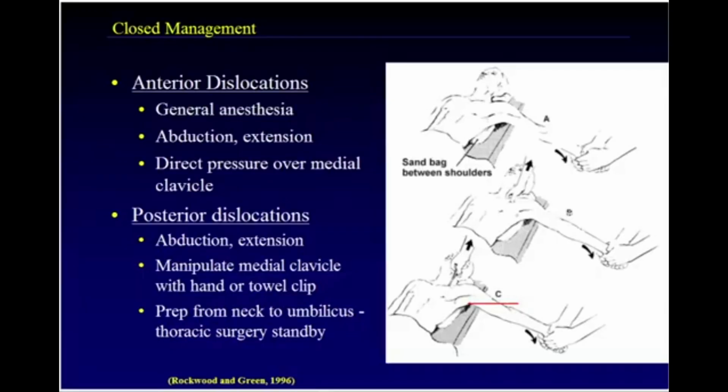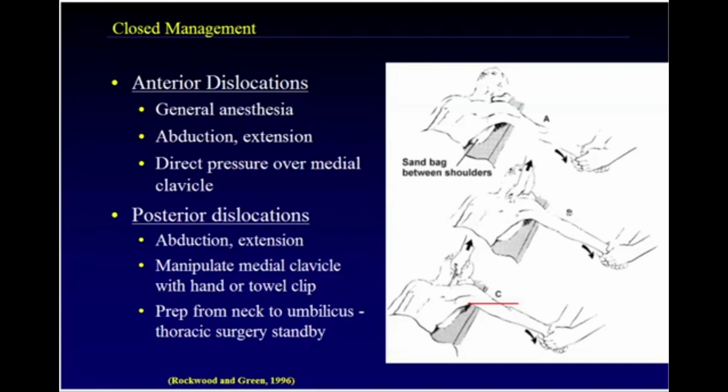Anterior dislocations should be treated with a general anesthetic, abduction and extension of the arm, and direct pressure over the medial clavicle to effect posterior displacement of the medial end of the clavicle and reduce the sternoclavicular joint. Posterior dislocations are also managed with abduction and extension under anesthesia. Oftentimes it's very difficult to get the medial clavicle back in proper alignment, so you may need to manipulate it either with your fingers or sometimes with a towel clip to grab the end of the clavicle and pull it back anteriorly into its reduced position.